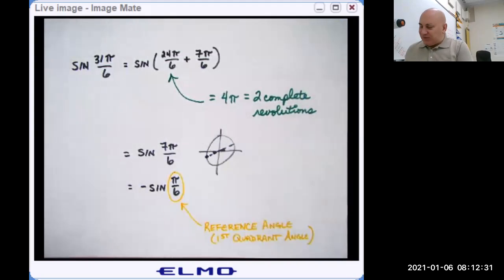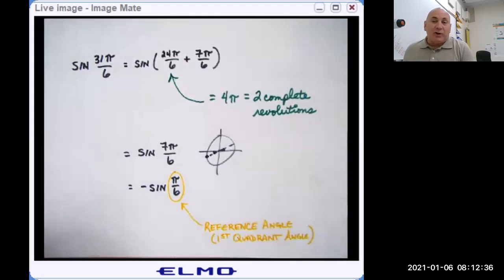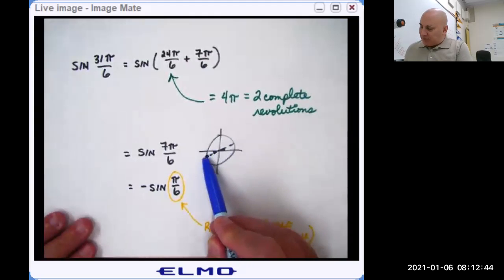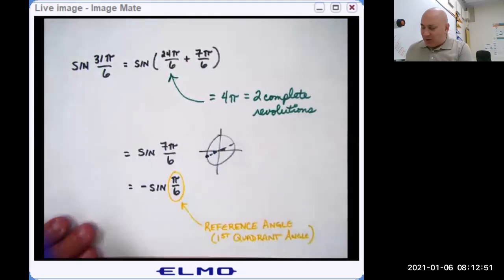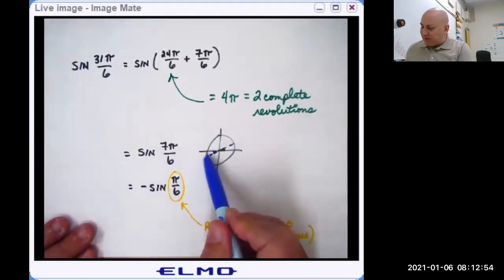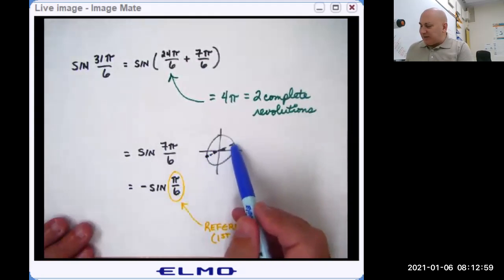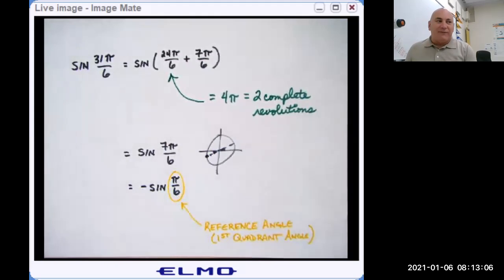Again, a reference angle is the angle that this terminal side, because this is 7 pi over 6, or 31 pi over 6 if you want to think of it that way, makes with the x-axis. What is this angle in here? Well, that's 1 pi over 6, because pi is 6 pi over 6. This is 7 pi over 6, must be 1 pi over 6. Now we're in the third quadrant. We know sine is negative, so it's got to be the opposite of the sine of pi over 6. So pi over 6 is our reference angle.